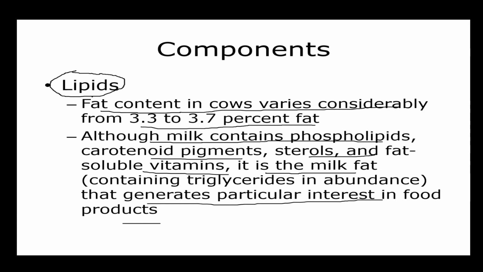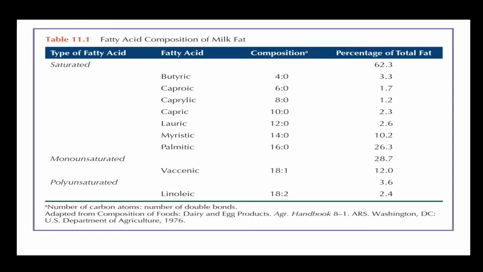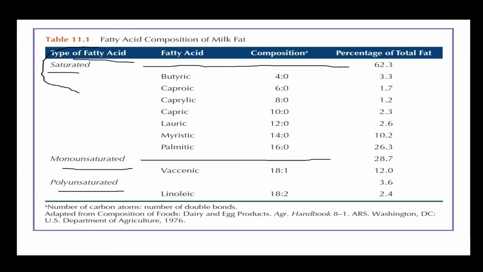So moving on, here you can see the fat content in different types of milk. There are different types of fatty acids, as you can see: the saturated ones, monounsaturated ones, and polyunsaturated ones. The composition varies with the type of fatty acids. The saturated ones contain 62.3% of total fat, whereas the monounsaturated ones contain 28%, and the polyunsaturated ones contain 3.6%. This is just a table for your reference.